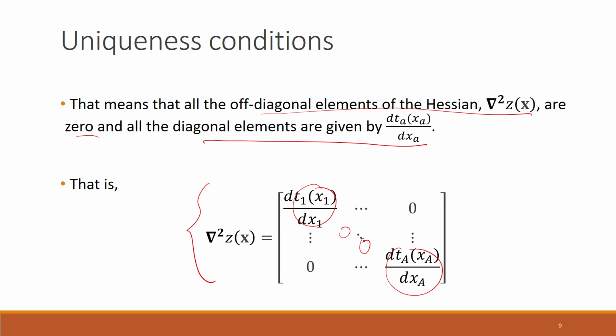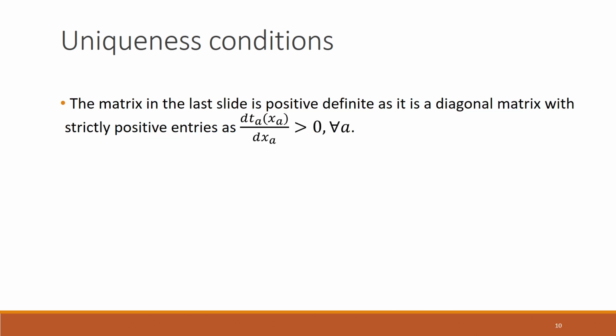Now what can we say about this matrix here? We want to argue that this matrix is positive definite. So this matrix is positive definite as it is a diagonal matrix that has strictly positive entries, because these values, the derivative of the travel time functions, are positive, because this is the assumption that we made. We have been dealing with travel time functions of this form from the beginning, if you recall. This is TA and this is XA. So we are assuming that the slope is always positive.